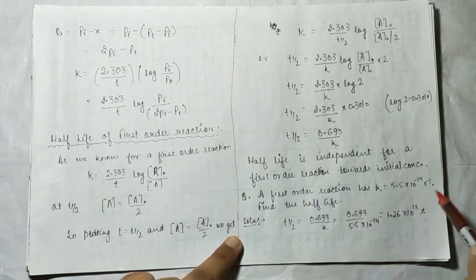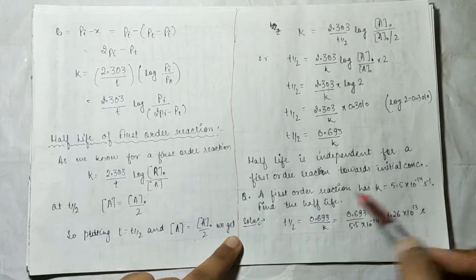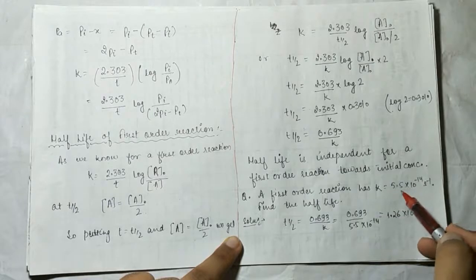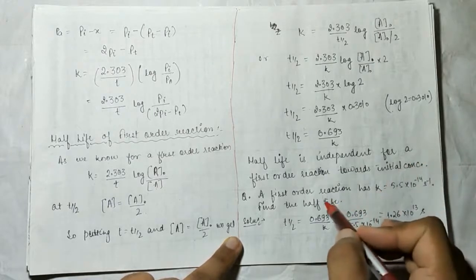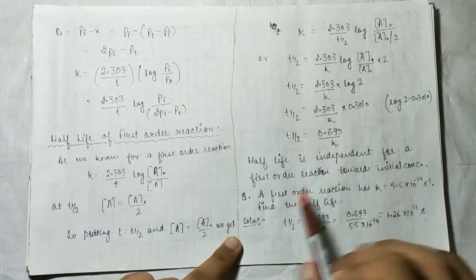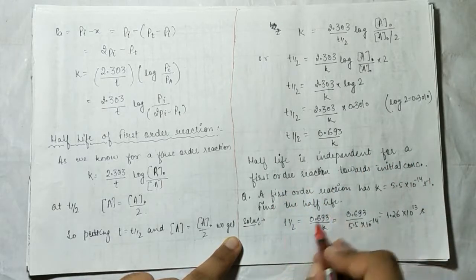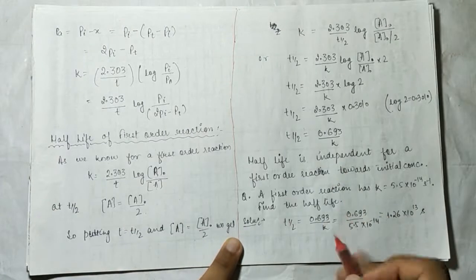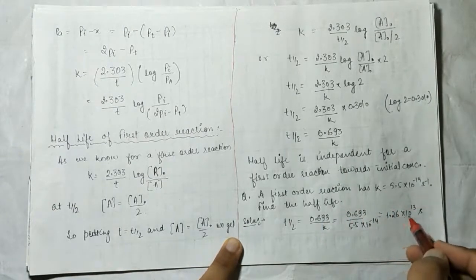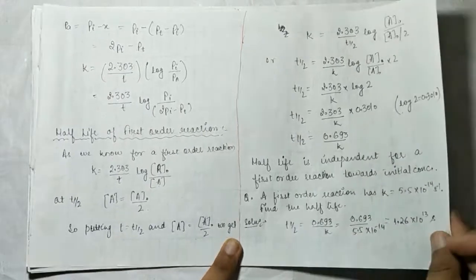This is a question: 5.5 into 10 to the minus 14 per second. Find the half life. We know that to calculate the half life we don't need the concentration. Okay. For a first order reaction, t half will be 0.693 by k, and the value of k is 5.5 into 10 to the power minus 14, so it comes out to be 1.26 into 10 to the power 13 seconds.